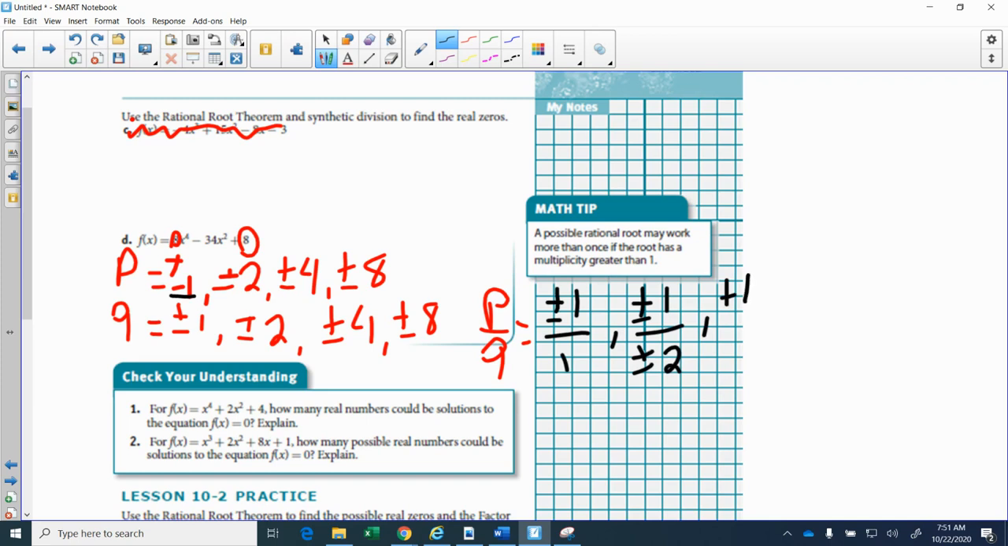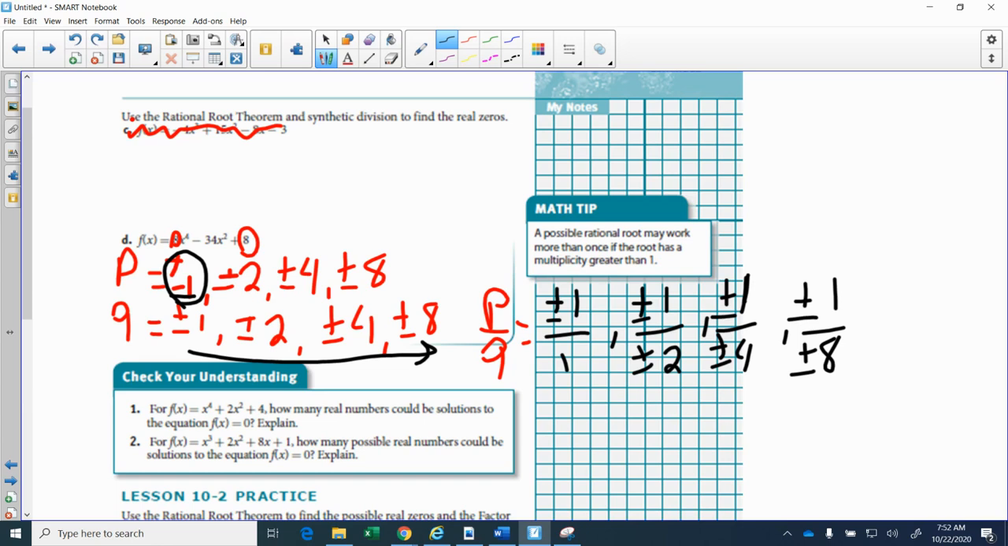We'd have positive -1 over positive -4, and positive -1 over positive -8. Notice how I took this one value and divided it by all of these values here. Now I'm going to move on to the 2, because now I have to take the 2 and divide it by all those values.